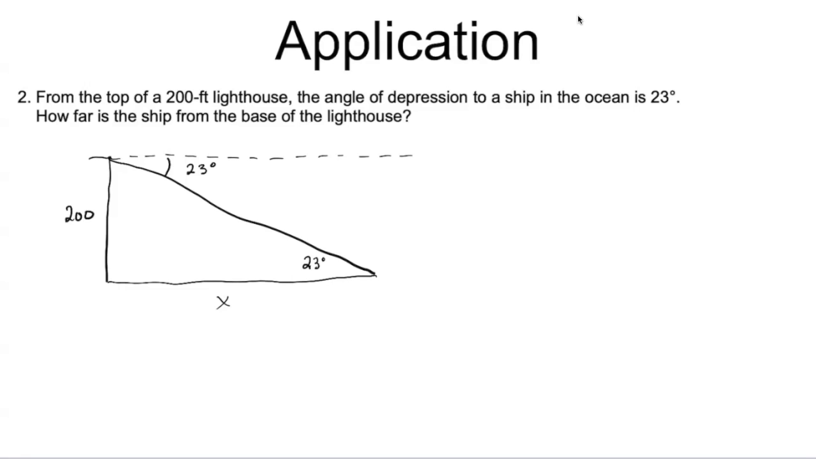So now that we have our angle and the side length, the side that we are given is opposite. Once again, the side that is unknown is the adjacent. So once again, we have a scenario where we need to use our tangent function. It's 200 over x. Again, cross multiplying and then dividing by tan 23, we get that x is equal to 200 over tan 23.